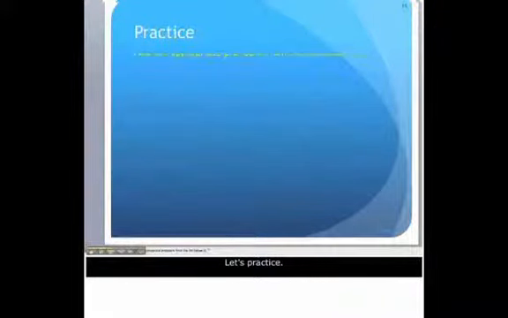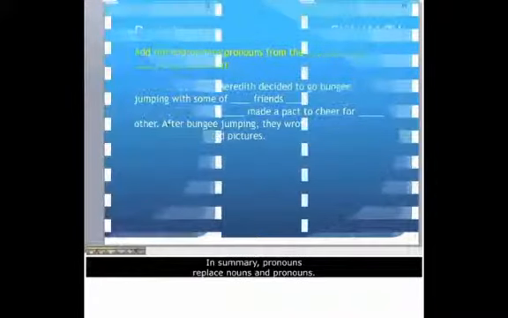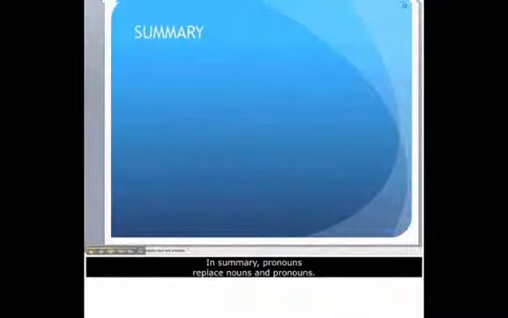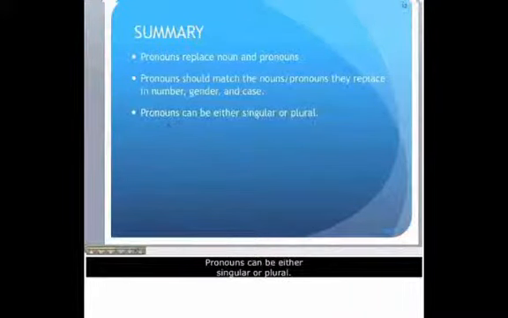Let's practice. Add the appropriate pronouns from the list below. In summary, pronouns replace nouns and pronouns. Pronouns should match the nouns or pronouns they replace in number, gender, and case. Pronouns can be either singular or plural.